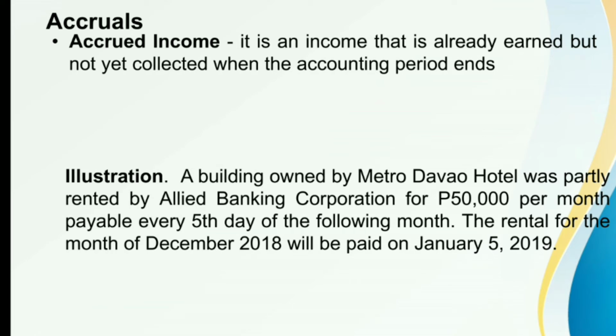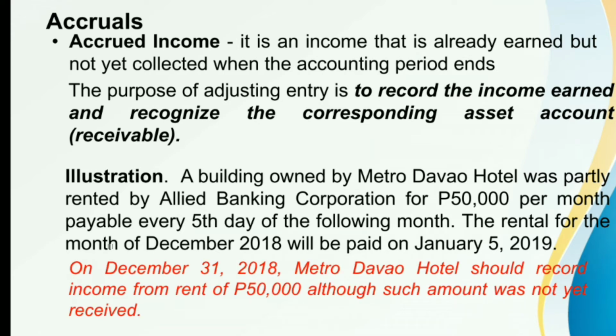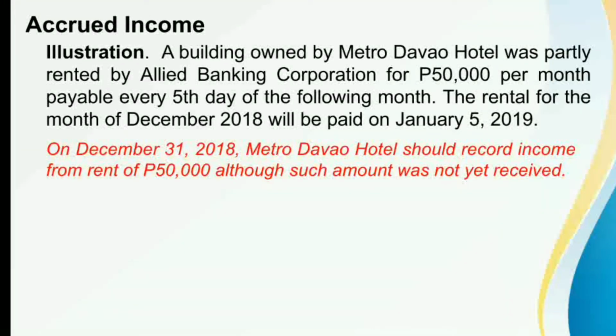So this is an example of an accrued income. An income that is already earned but not yet collected. And this is something that must be recognized or recorded in the general journal. So we need to prepare an adjusting entry for this in order to record the income earned and in order to recognize the corresponding asset account, which in this case is the receivable. So therefore, on December 31, 2018, Metro Davao Hotel should record income from rent of 50,000 pesos, although such amount was not yet received. And this will be the adjusting entry of Metro Davao Hotel on December 31, 2018.